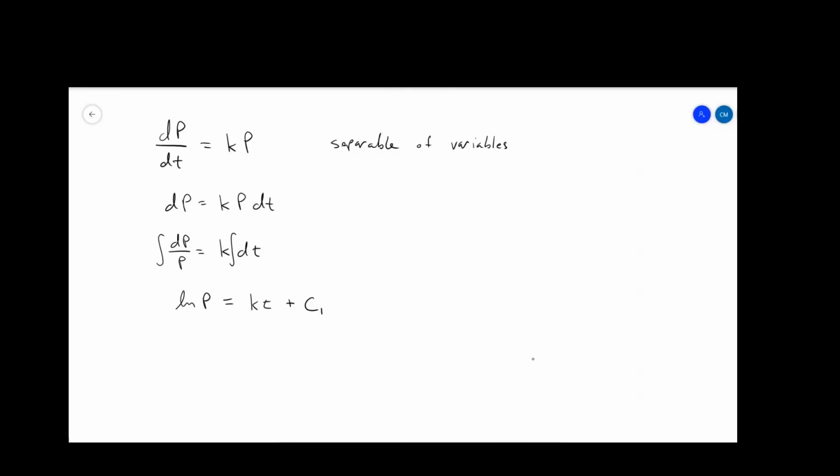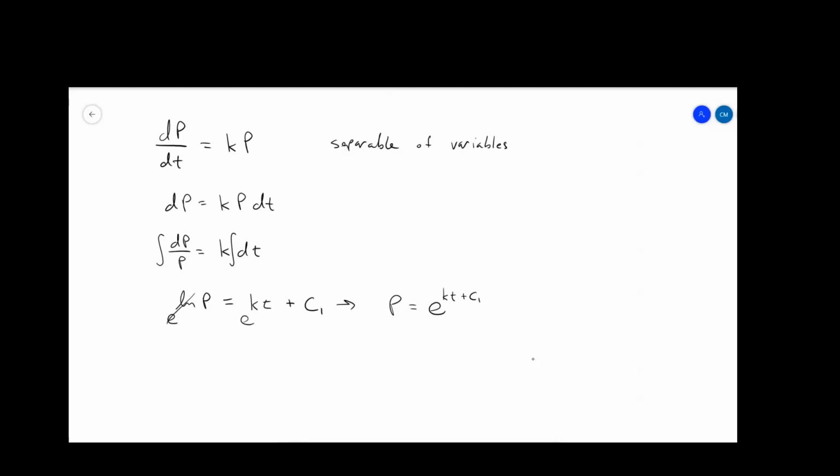Now, the goal here is to actually solve this for p. I'm trying to find a function p of t. The dependent variable is p, the independent variable is t. I need a function that has p as its dependent and t as its independent variable. So I need to solve this for p. How do I do that? Well, exponentiate. Put e as the base of both sides. That will cancel that ln, and then you're left with p by itself equal to e to the power of kt plus C1.